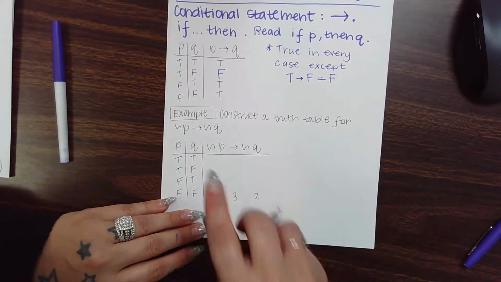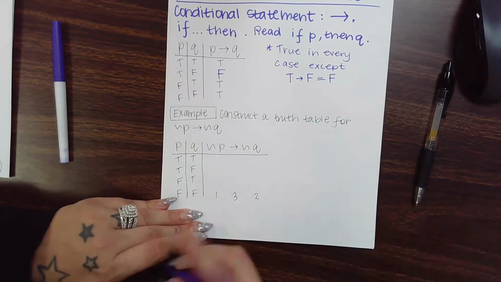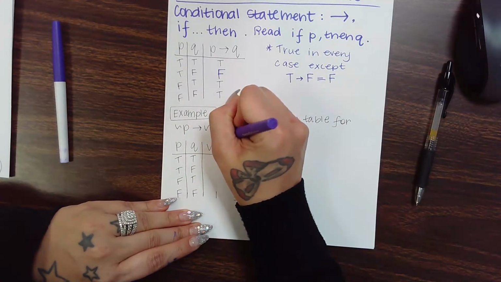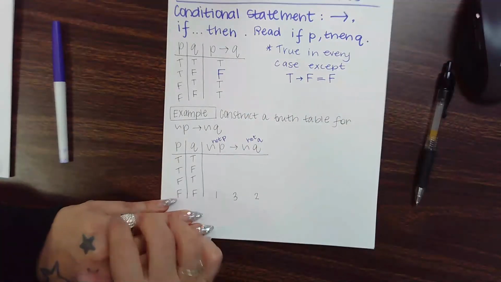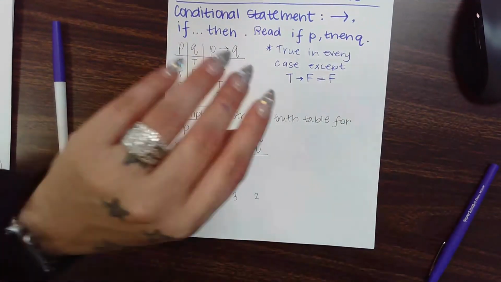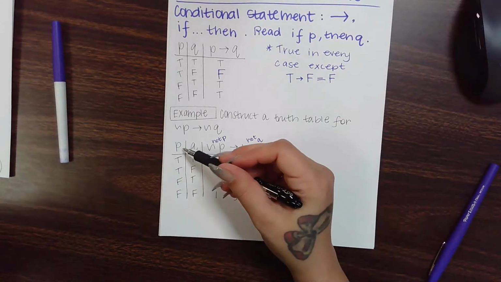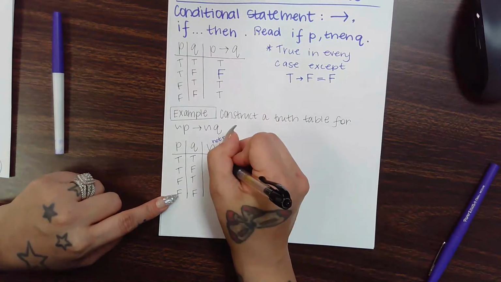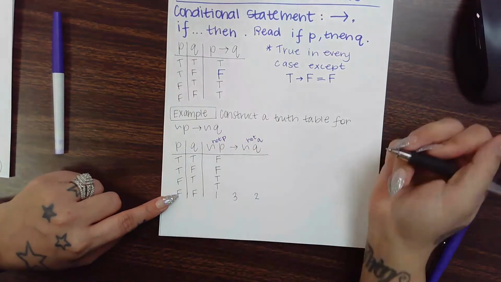So if I negate P, the not P means to take the opposite truth values. Right? This is saying not P. Here it'll be saying not Q. So not P is the opposite truth values. If you look at your column for your P, it's T, T, F, F. The opposite truth values would be F, F, T, T.